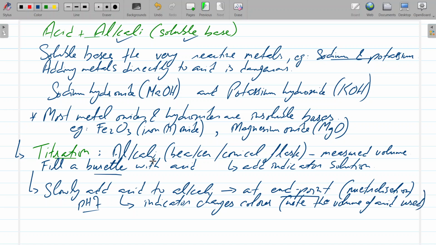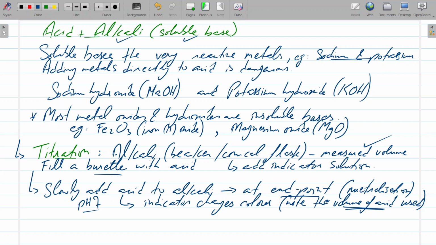Now, next time when you repeat the experiment, you take the same measured volume of the alkali, and this time you know how much volume of acid you need to add to neutralize it, because you did it the first time. So this time you can do it without the indicator. Okay, so that's basically what's happening.